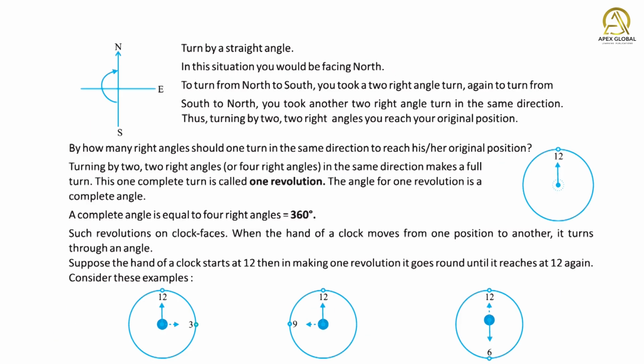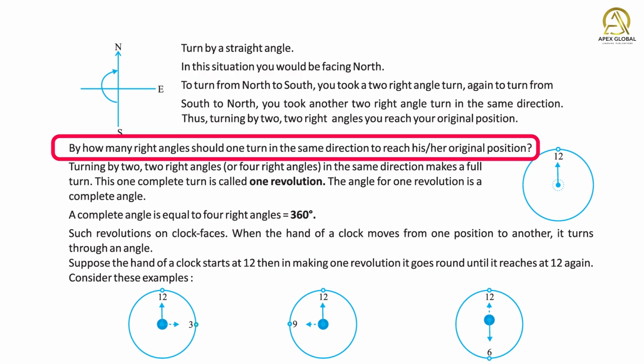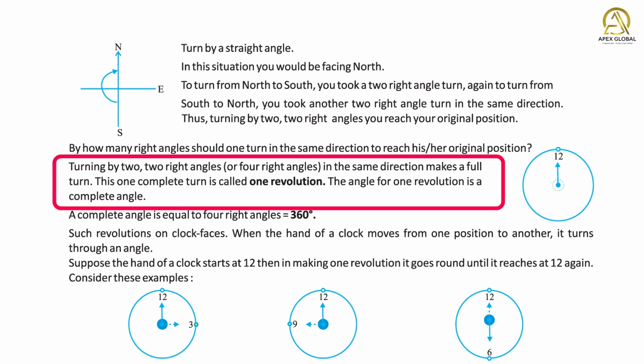Stand facing south. Turn by a straight angle. In this situation, you would be facing north. To turn from north to south, you took a 2 right angle turn. Again, to turn from south to north, you took another 2 right angle turn in the same direction. Thus, turning by 2 right angles, you reach your original position. By how many right angles should one turn in the same direction to reach his or her original position? Turning by 2 right angles or 4 right angles in the same direction makes a full turn.